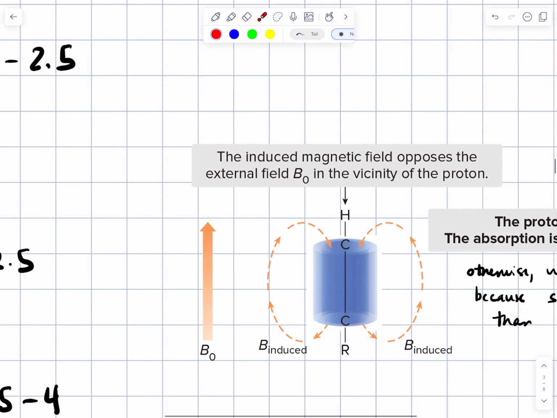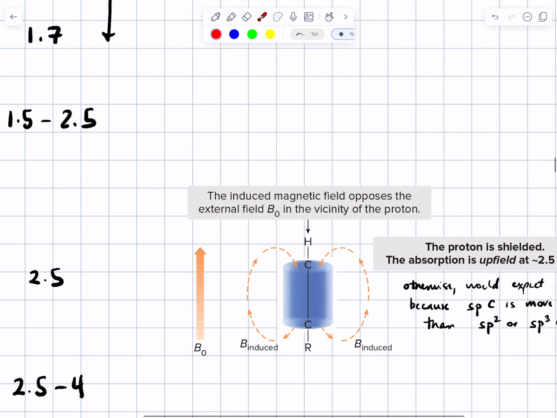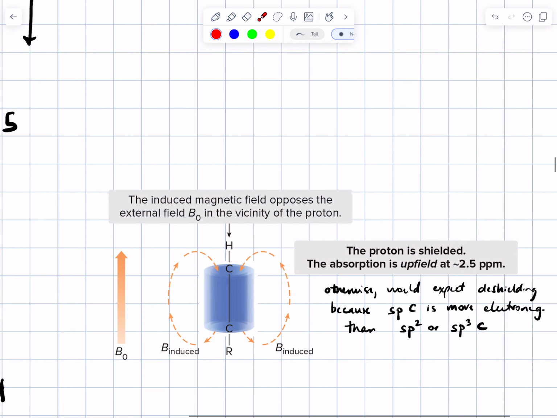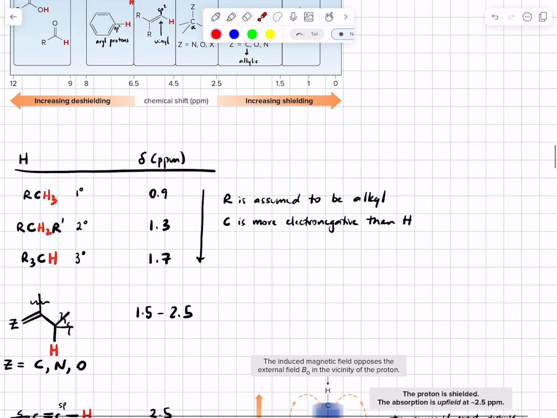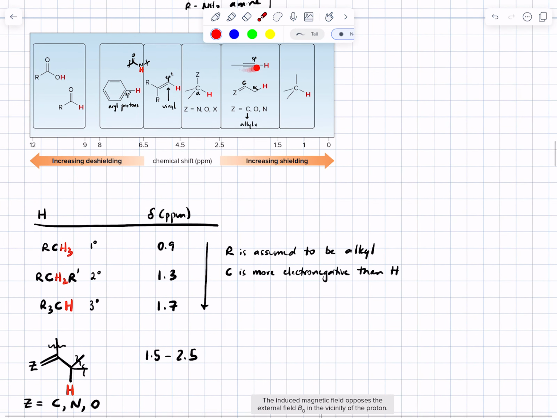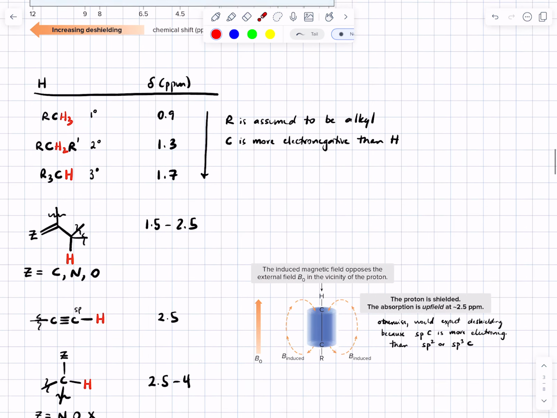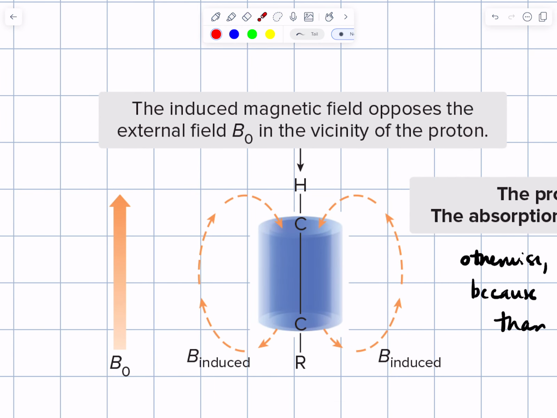In any case, that allows the electrons to circulate in such a way that generates the induced field lines shown. These field lines reinforce the external magnetic field out here, but oppose the external magnetic field here where the proton is. And so that proton is shielded. Otherwise, you'd expect it to be deshielded. So that is why alkyne protons appear in a relatively shielded portion of the spectrum, not necessarily where you would expect them. You don't need to understand how to generate these field lines.